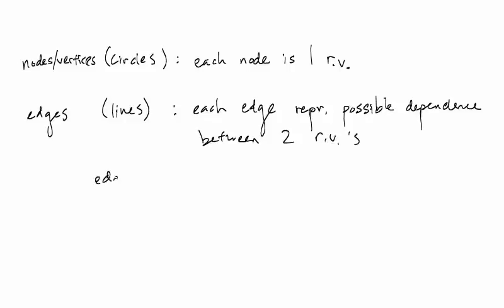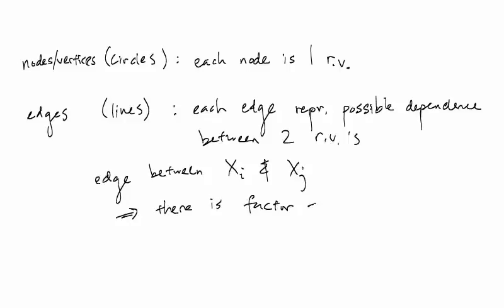So in particular, if there is an edge between xi and xj, then this means that there is a factor in the joint probability table that depends on xi and xj. And of course, we saw that this factor would be called psi ij. Okay, and up here, each node could possibly have a function associated with it, phi i. Okay, so these phi i's and psi ij's are tables. 1D tables for the phi i's and 2D tables for the psi ij's.